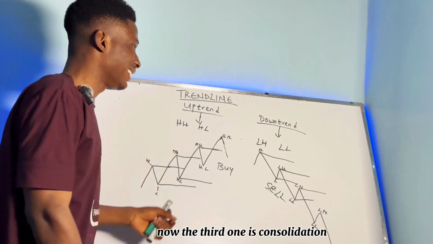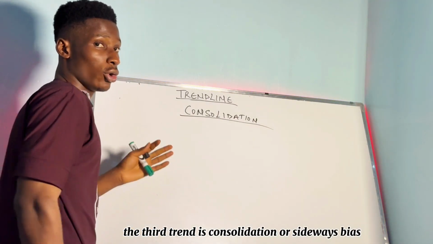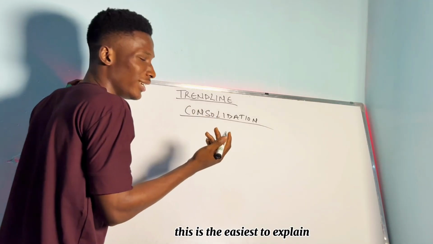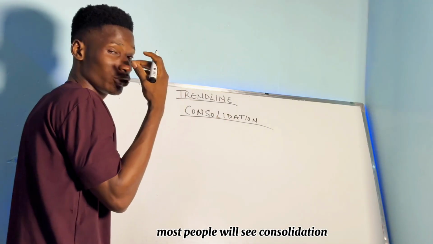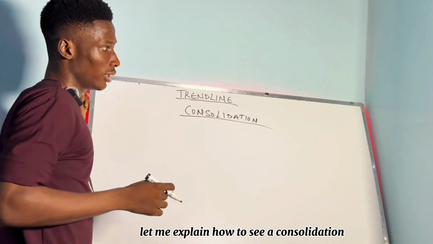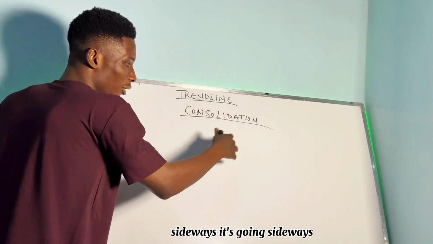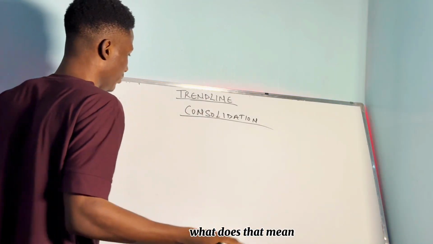Now the third one is consolidation. The third trend is consolidation or sideways bias. This is the easiest to explain. This is easiest to understand, but it's harder to even find on the chart. Most people will see consolidation, but their mind will not pay attention. Let me explain how to see a consolidation. It's like the word sideways. It's going sideways, sideways. It doesn't go higher and it doesn't go lower. What does that mean?